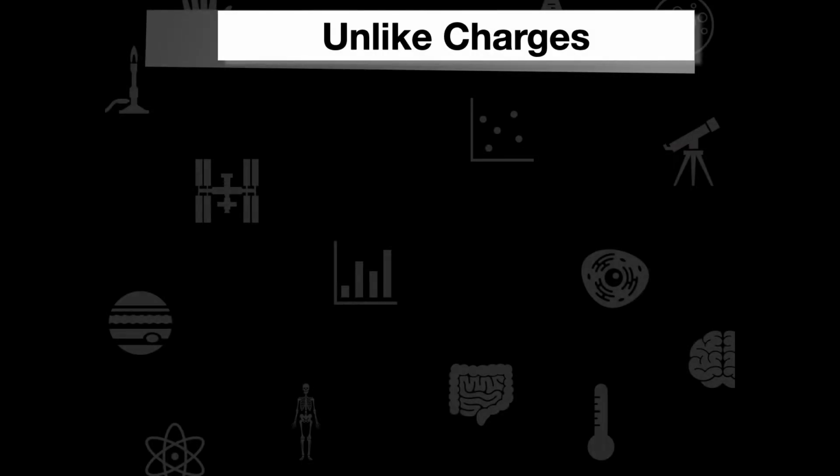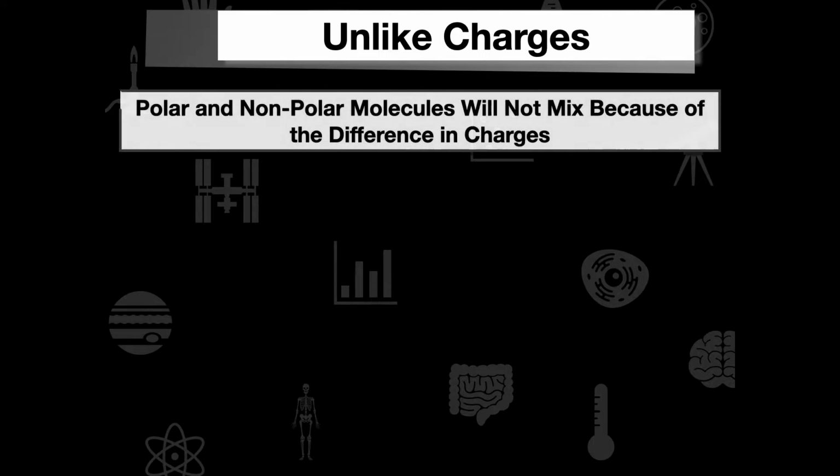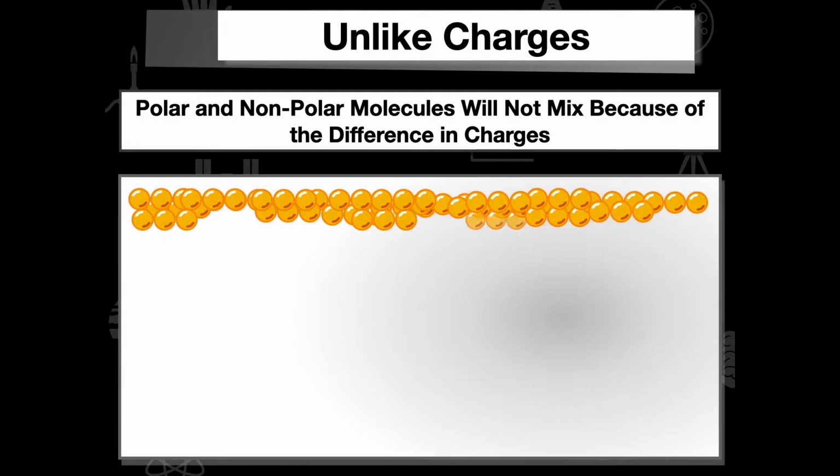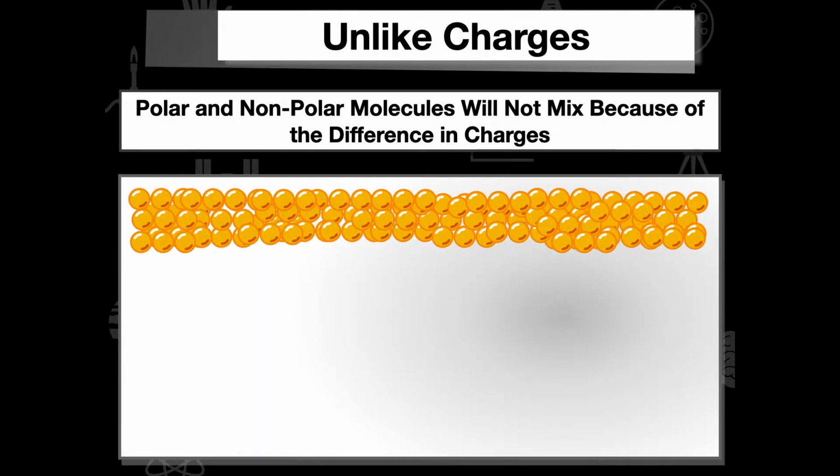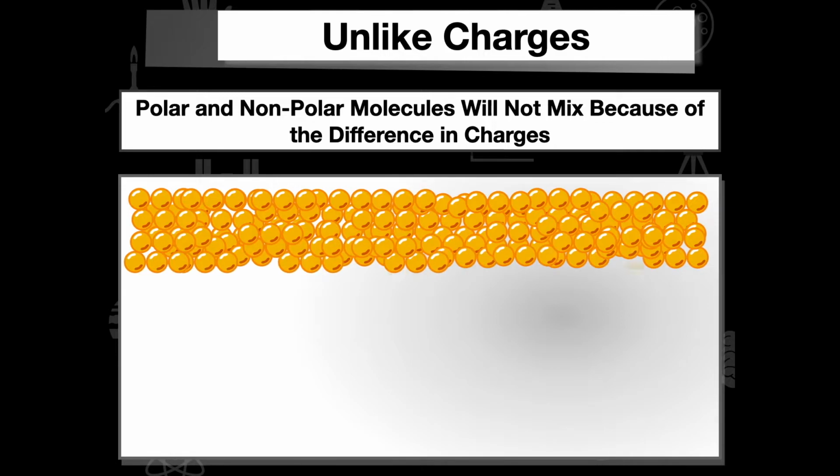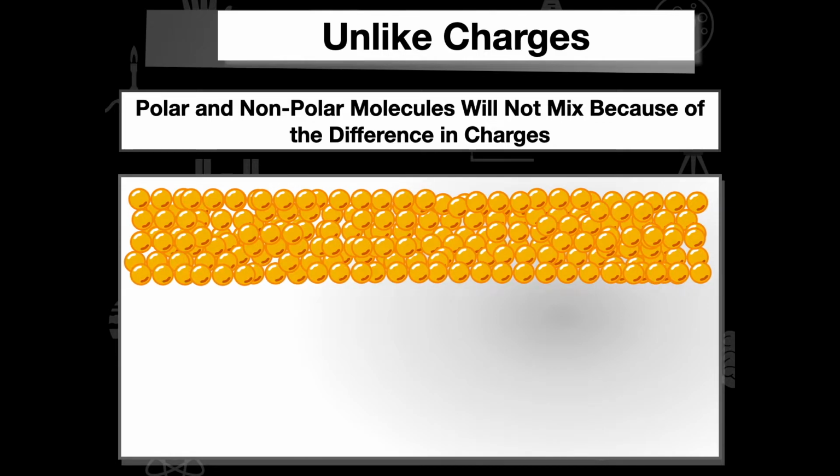So you might be thinking, Mr. Sam, what is going to happen if I have unlike charges? Well, in the case of unlike charges, polar and nonpolar molecules will not mix because of the difference in the charges. So if we put oil on top of a water solution, what we're going to see is they are not going to mix, and they're going to form distinct layers.